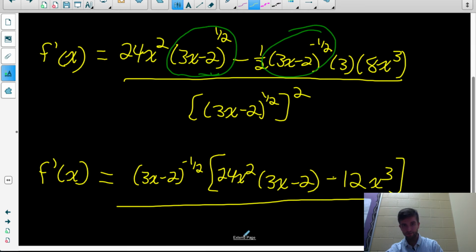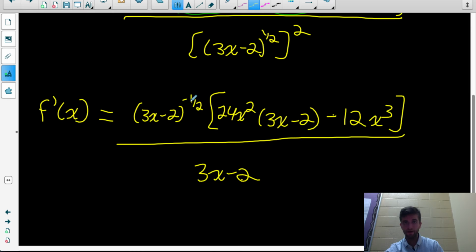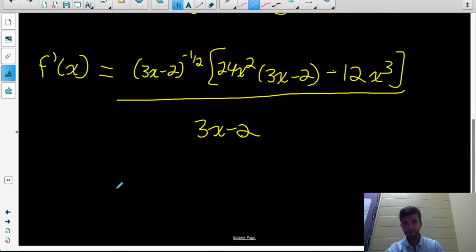And this is all over 3x minus 2. It's just going to be to the power of 1 now, right? Because exponent on top of exponent, they multiply together. 2 times a half is 1, so I just have 3x minus 2.